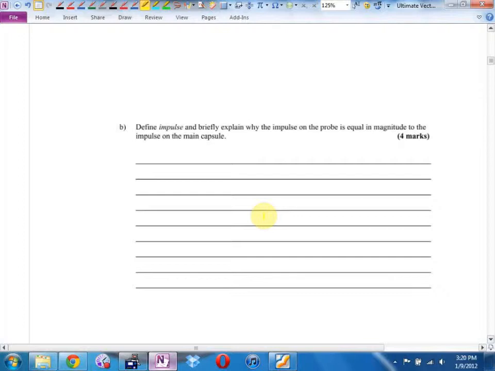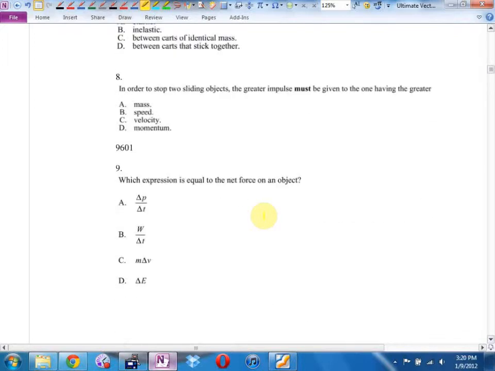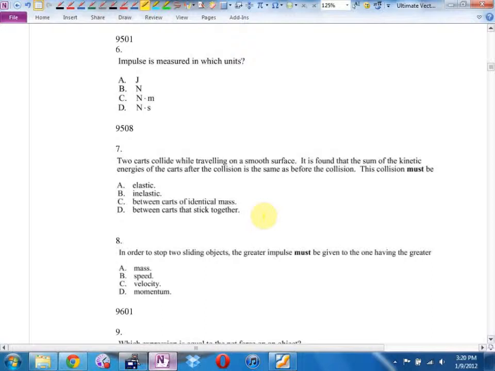Impulse is measured in which units? Number six. What do I measure impulse in? There's two ways. Since it's change in momentum, it is kilogram meters per second. But impulse was also equal to what times what on your formula sheet? Yeah, force times time, so newton second.